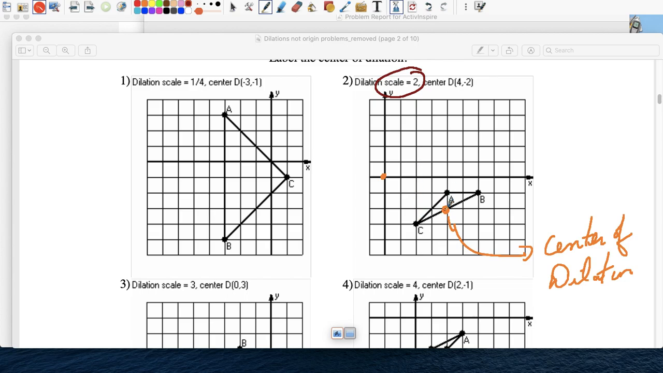So look at point A. To get from the center of dilation to point A is 1 unit. The scale factor is 2, so it's going to be 2 units. So 1, 2. So here is A prime.